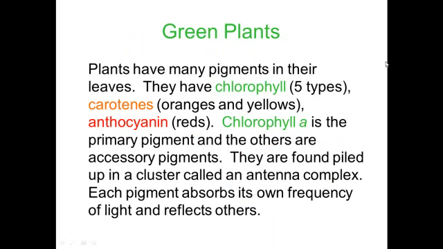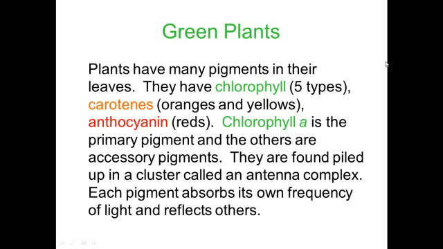Inside the chloroplast, you have several different pigments. There are chlorophylls. There are actually 5 different types of chlorophyll: chlorophyll A, B, C, D, and the one I can't remember. It's not E. And then the carotenes, which are oranges and yellows, and anthocyanins, which are reds and purples. There are 2 main types of chlorophyll, chlorophyll A and chlorophyll B. Chlorophyll A is kind of the most important one out of all of the molecules in there.